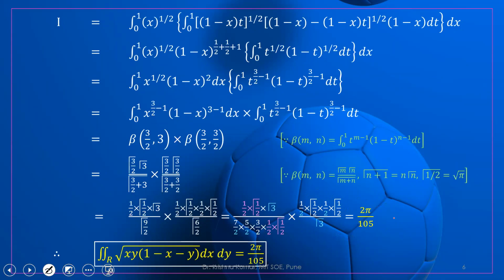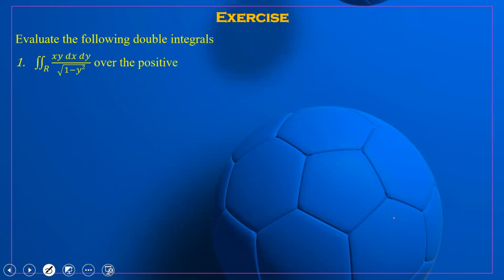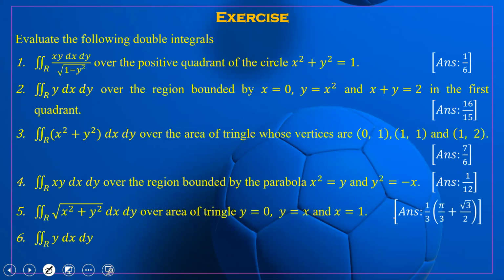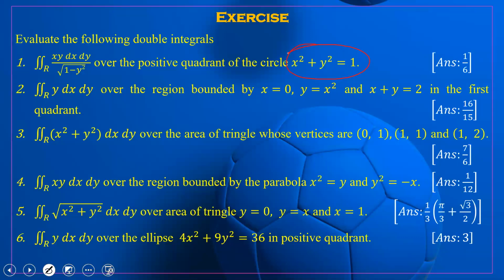Okay, so in this manner we are able to solve the double integration when the limits are not provided, only the area of integration or region is given. So similarly, we have some other examples. Everybody has to try to solve such examples. Same thing is over here, over the positive quadrant of the circle. So what is the limit of x? x equal to 0 to x equal to 1, y equal to 0 to y equal to root over 1 minus x square, like this.